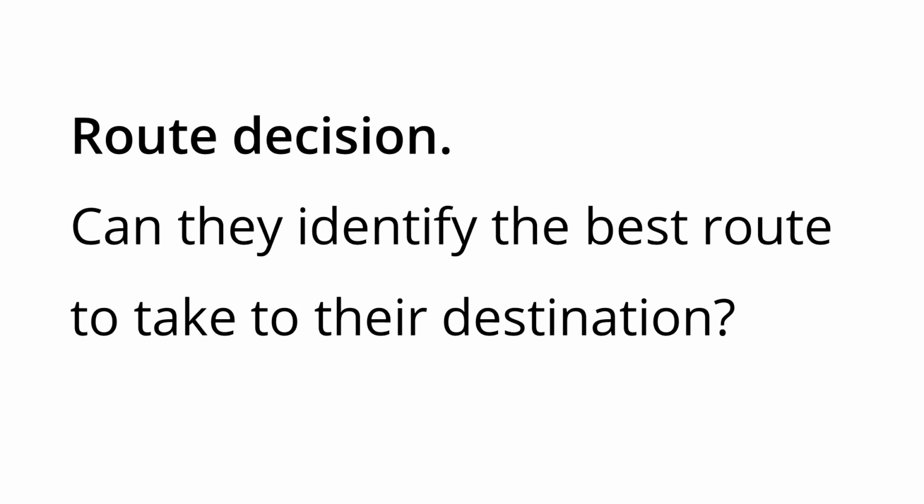Route decision. Can the person identify the best route to take to their destination? And we'll use the orienteering analogy again. If you're starting at your beginning point, you need to go to a hut on a mountain peak. Can you identify on that map the best way to get there? Now, it might not be the most direct path because that might take you off a cliff. So you need to be able to decide the best route to get to the place where you are going.